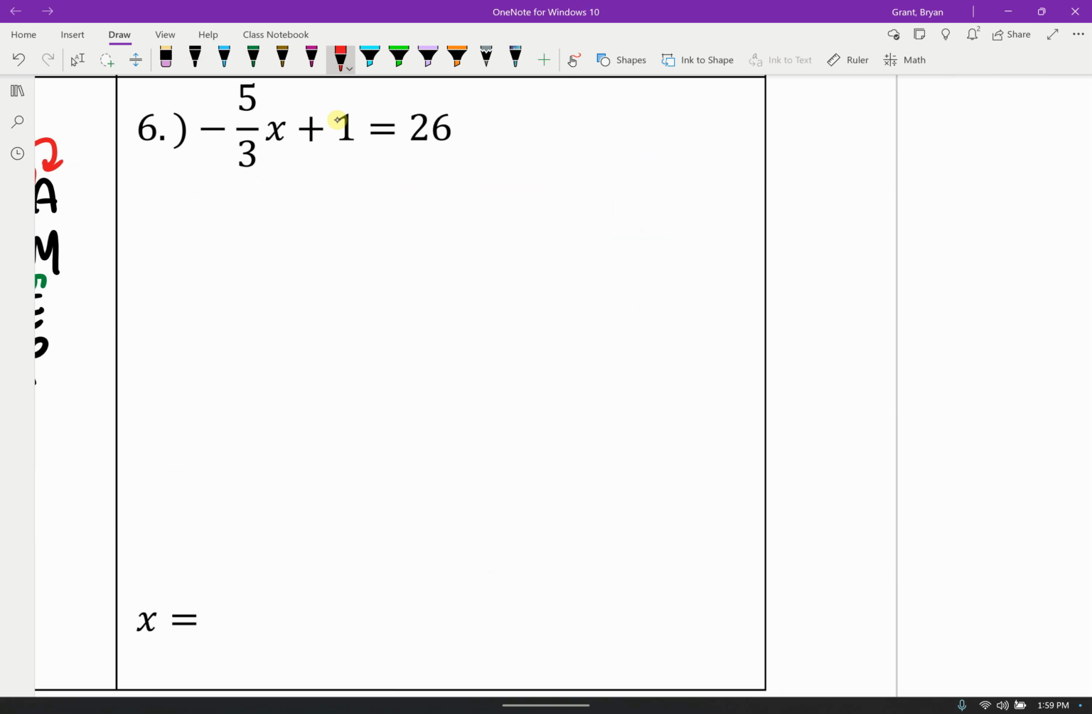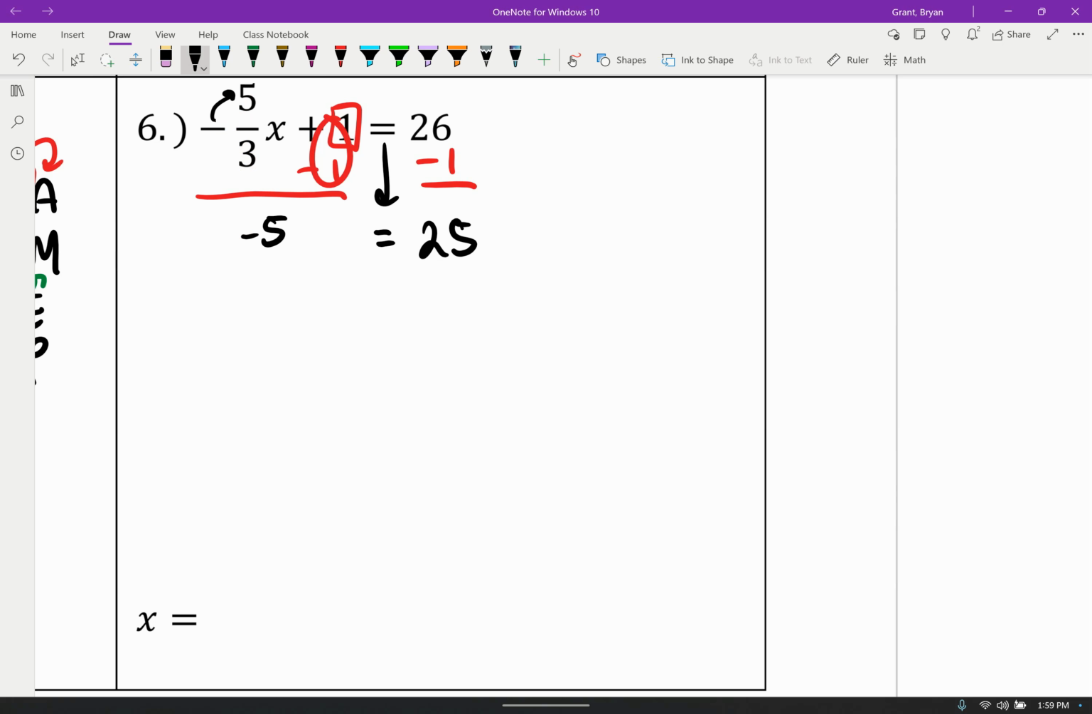Same thing as before. We have a 1. We know it's adding. We'll undo it with subtraction first. Bring down that equals. Negative 5/3 x equals 25. Now, one thing to note, this negative 5/3 x, this negative out front just means the overall fraction is negative. I really like putting this negative on one of the two numbers instead of just leaving it in the middle, and that's going to become very important in our next unit when we graph. So I'm going to take this negative and move it up to the 5.